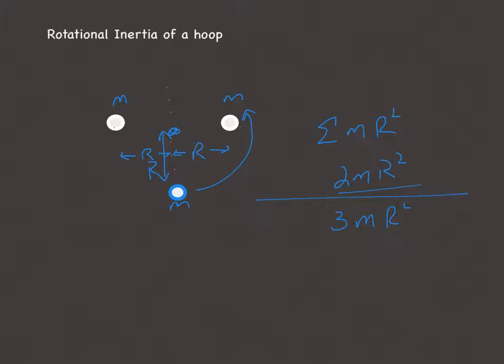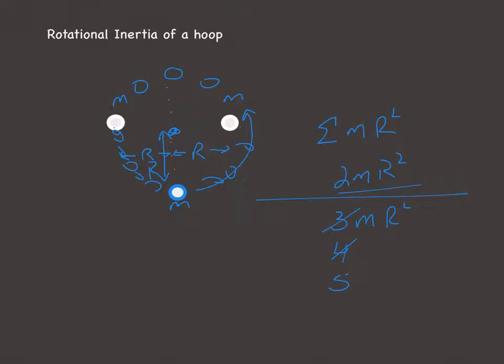If I add another one here, 4mr squared. If I add another one here, 5mr squared. 6, 7, 8, 9, 10, and so on, up to infinite.